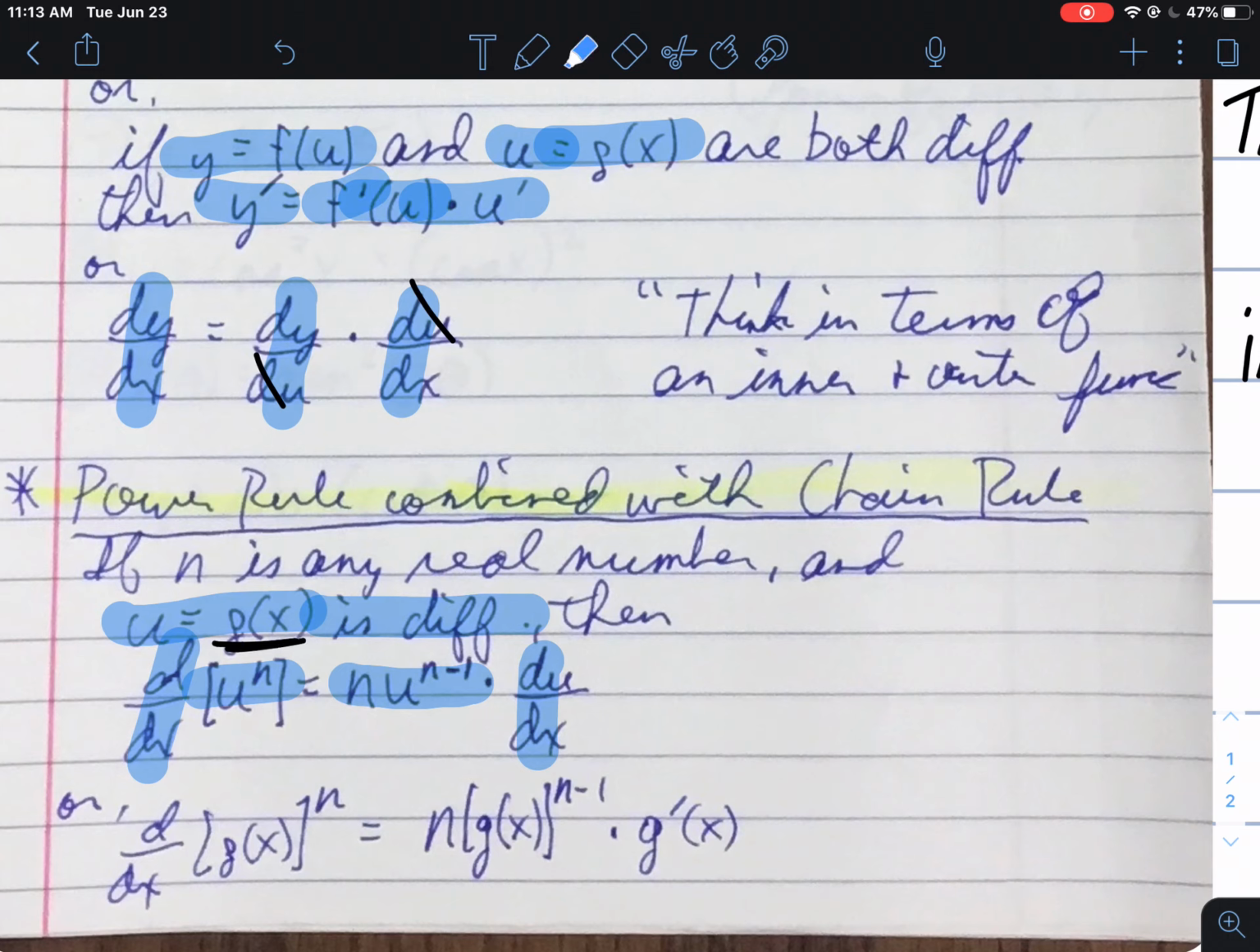Or in other words, if we differentiate this function g of x to the nth power, then again I apply the power rule just as we normally do. Multiply by the exponent, decrease the exponent by 1, but notice again I'm leaving the base alone. It's n times g of x, whatever that is, that's the base, raised to the n minus 1 power, and then I differentiate the base. That's my inner function.